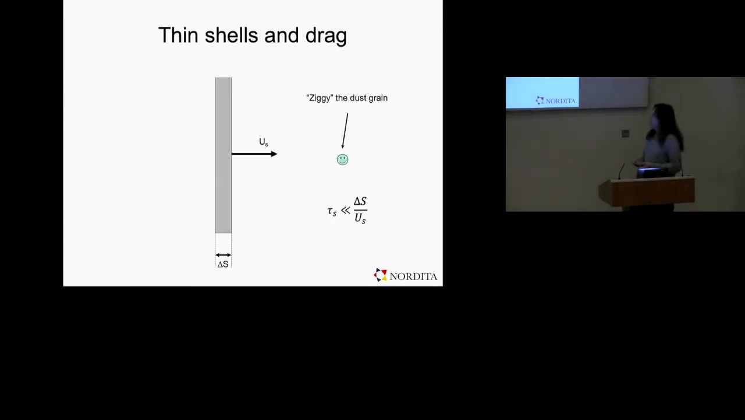Now, to explain a little bit what is going on here, there's some kind of decoupling here, but why is there? What is the criterion for having decoupling? It's basically if you have a shock or a shell that's expanding, it has a certain thickness and it has a certain speed. And from this, you get a time scale. This time scale you should compare to the stopping time in the drag force equation. So the criterion for having coupling is that the stopping time should be much less than this time, the shock passage time.